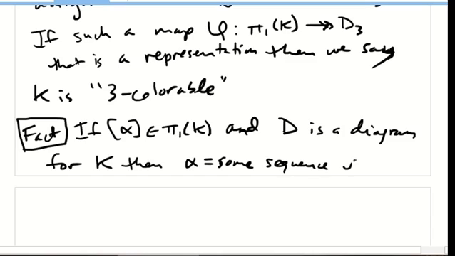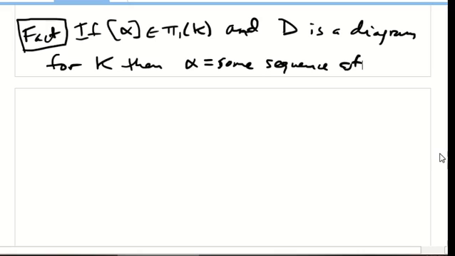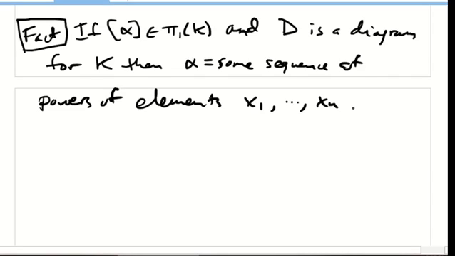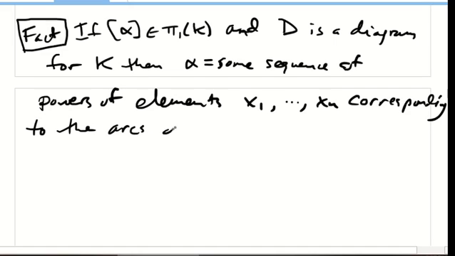sequence of elements x1 through xn, powers of elements x1 through xn, each of which corresponds to the arcs of the diagram, with some relations, right?